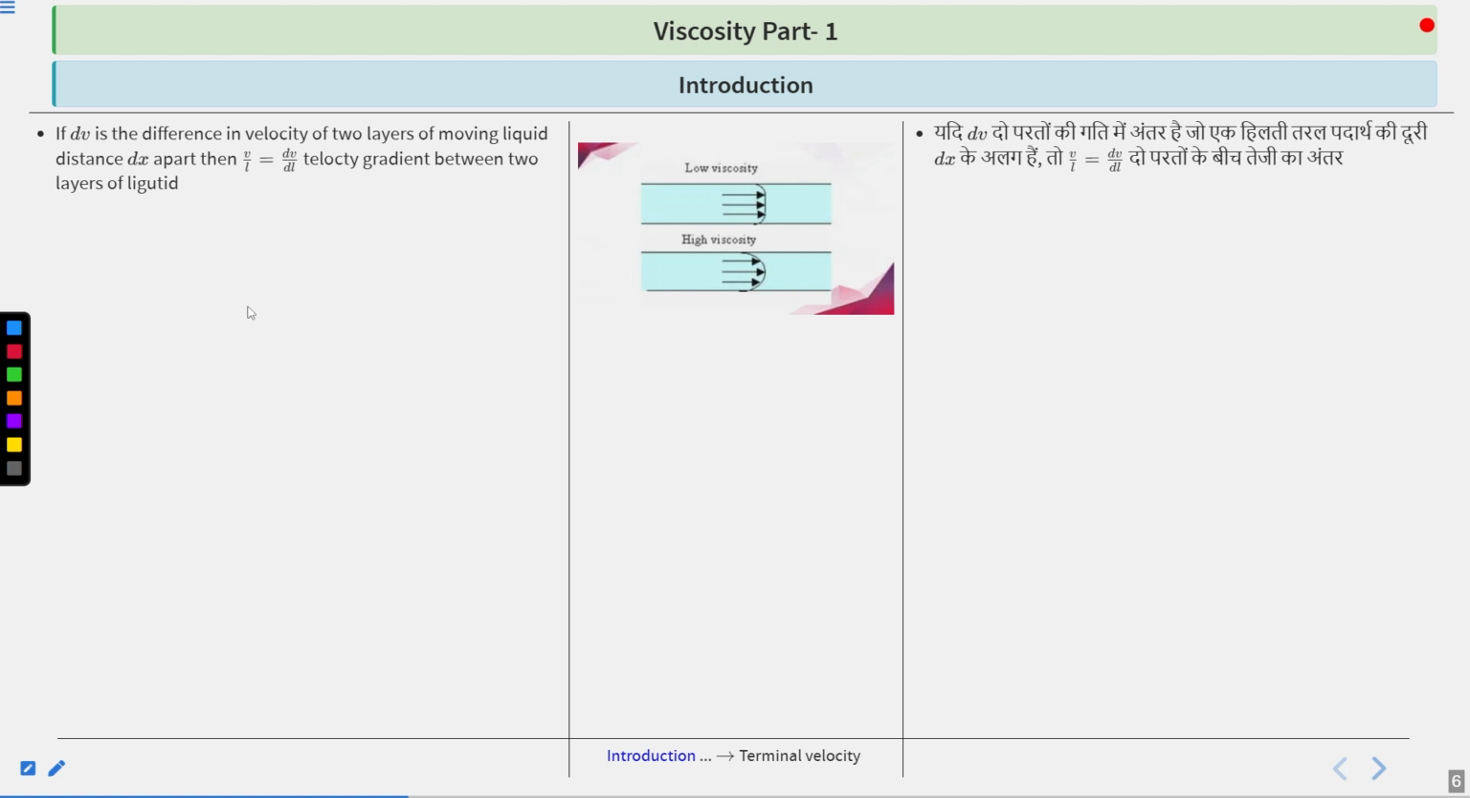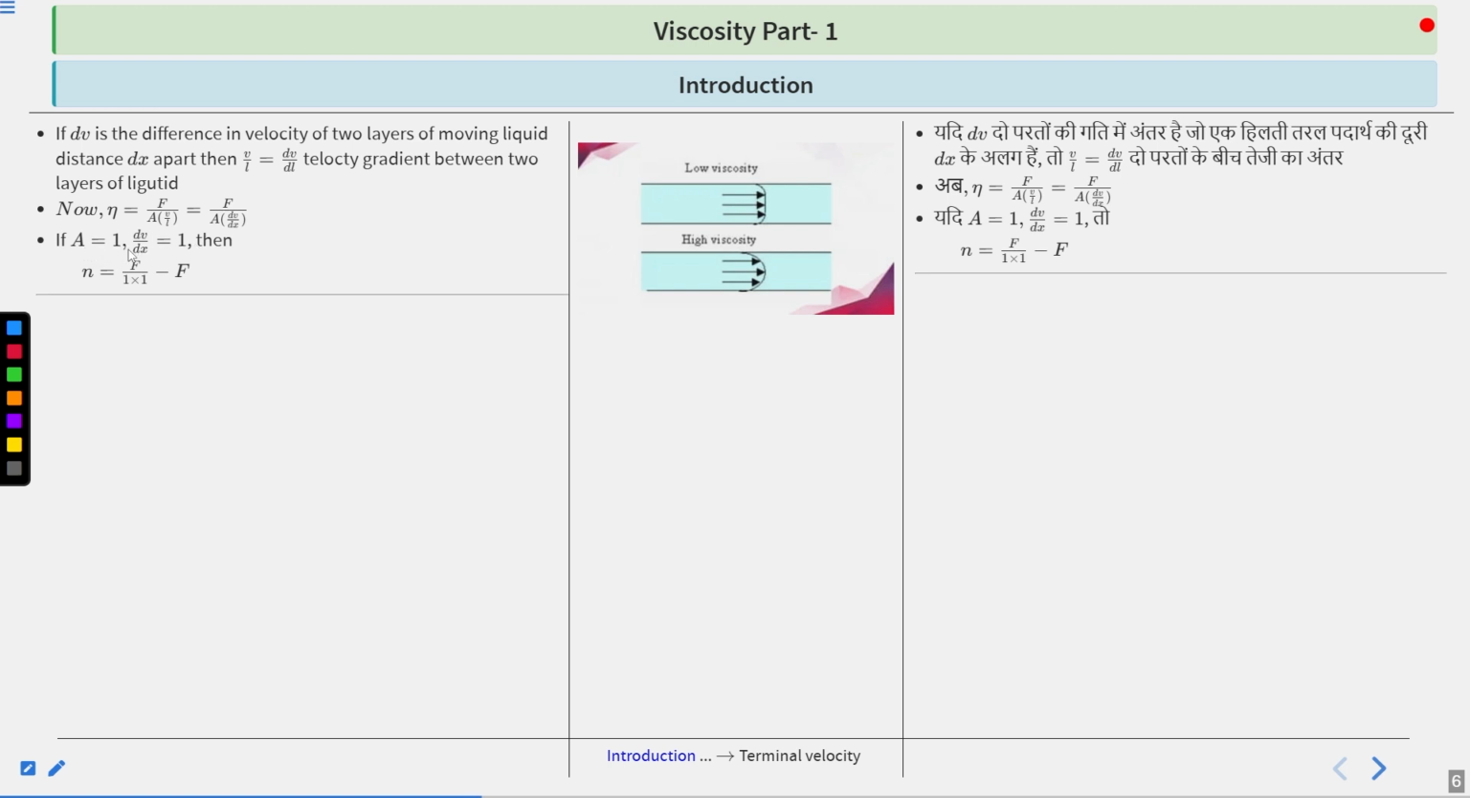Whenever the fluid or liquid is in motion, automatically these layers are in motion. And if we talk about the difference in velocity of two layers of moving liquid, at a distance dx apart, then v by l equals dv by dl, the velocity gradient between two layers of liquid. Now eta equals f by a into v by l, equals f by a into dv by dx.